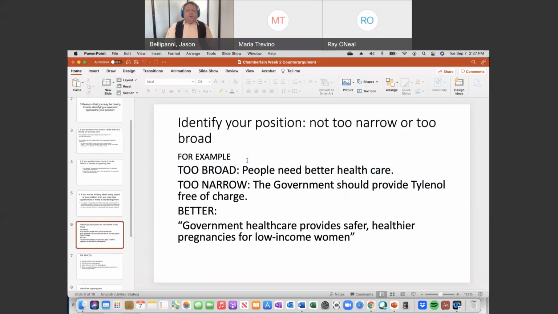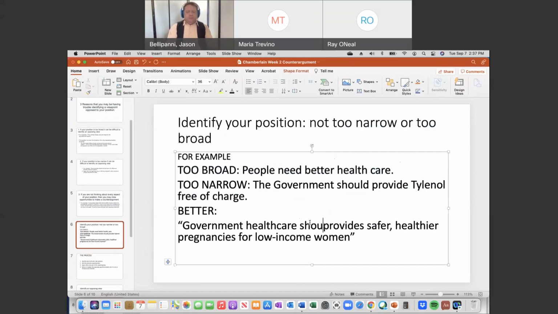So not too narrow, not too broad. Too broad: people need better health care. Too narrow: the government should provide Tylenol free of charge. Better would be: government health care provides safer, healthier pregnancies for low-income women, or it should. That's what I would put. Health care should provide safer, healthier pregnancies for low-income women. That would be an argument, I mean, in that subject area.